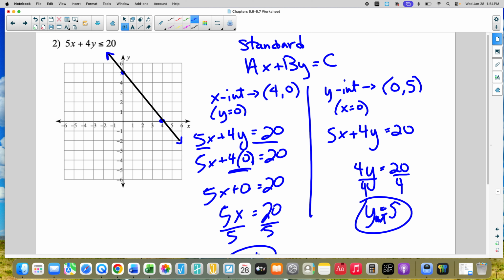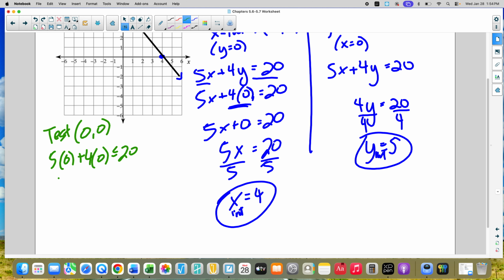Those are the 2 points I would expect to see when given in standard form. And now I'm going to test. I'm going to pick a point to test. Since this line does not go through 0, 0, I'm going to test 0, 0. I'm going to plug in 0 for x. I'm going to plug in 0 for y. And now I'm going to evaluate the statement.